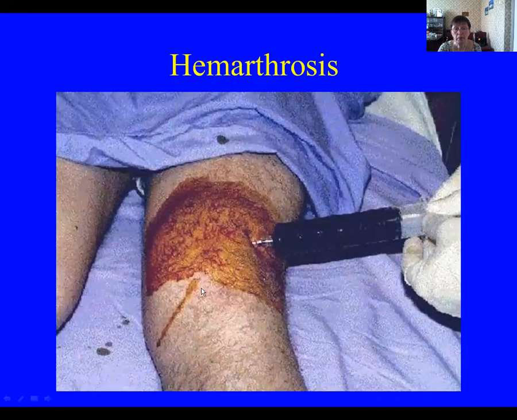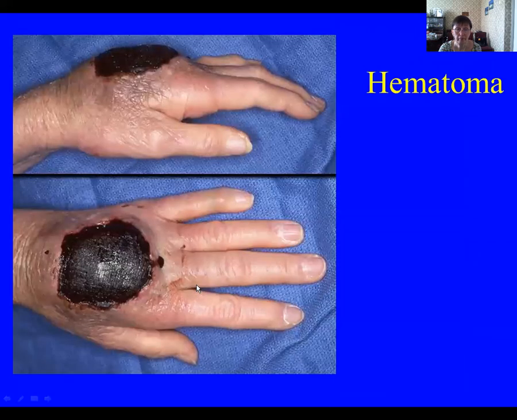And this picture shows us hemarthrosis. We see that the knee joint is enlarged, its shape is changed, and we receive a lot of blood by puncture of the cavity of the joint. And here we see the example of a hematoma under the skin of the hand of the patient.